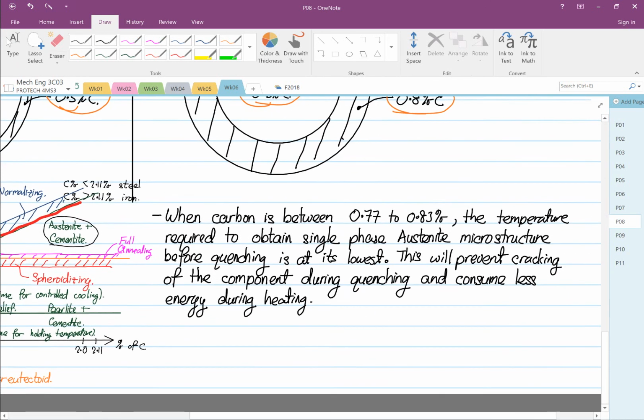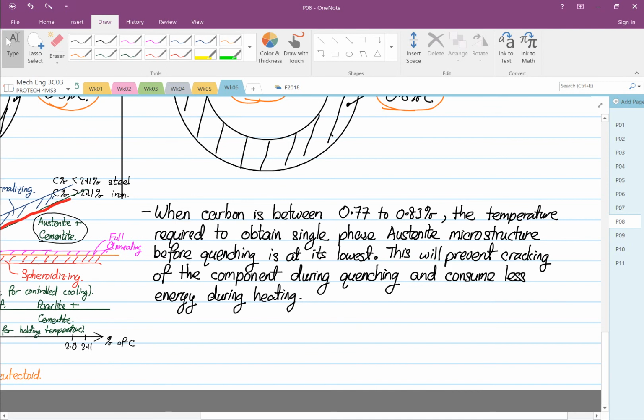So that's what I've written down here. When carbon is between 0.77 and 0.83, the temperature required to obtain a single phase austenite microstructure before quenching is at its lowest. This will prevent cracking of the component in quenching, consume less energy during heating, and also reduce part distortion. So this is what you have to learn regarding surface heating techniques.